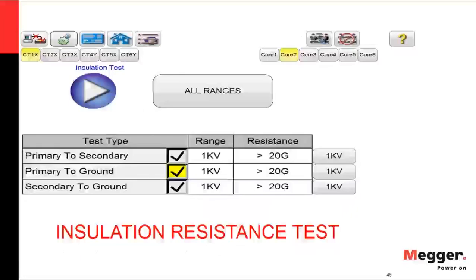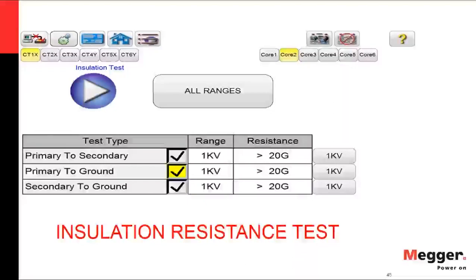Let's look a little bit into the process. So we were saying the first test that we will be performing is the insulation resistance test. As you can see here, the ranges for the insulation resistance test will go up to 1 kV, and you can select either 500 volts or 1 kV.